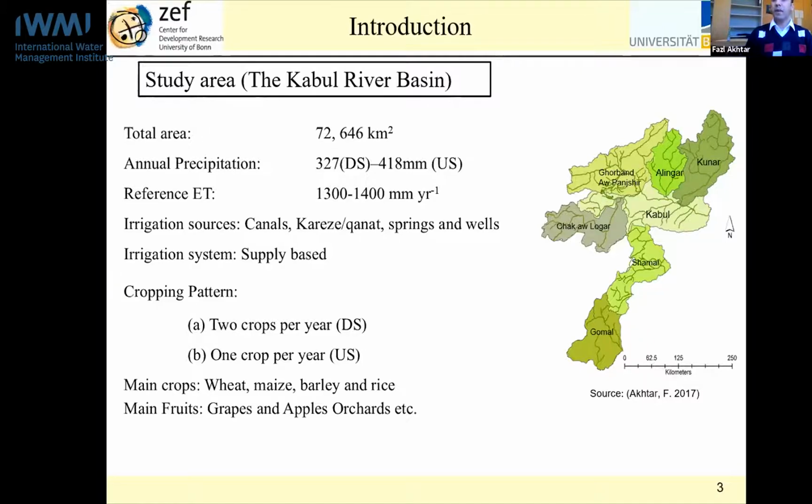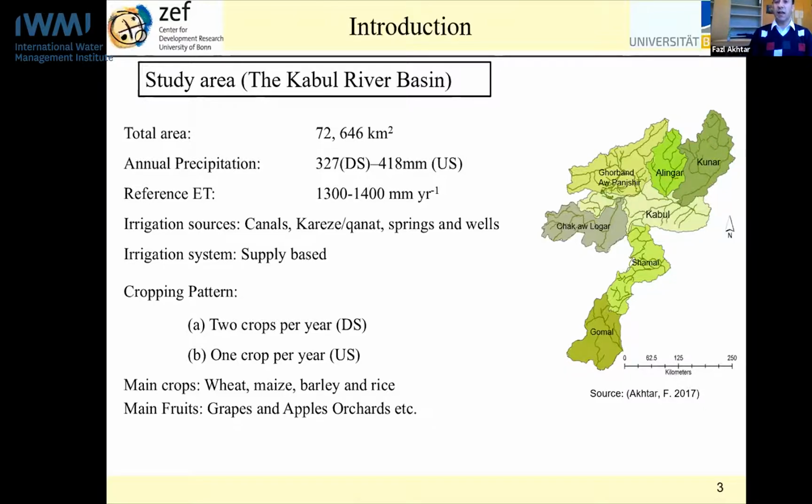The prime resources for irrigation in this river basin are canals, karezes, springs, and wells. For those who don't know the term karez, which is used locally in Pakistan, Afghanistan, Iran, and also in some parts of Central Asia, these are underground sloping channels which take water from the aquifer and bring it to the surface.